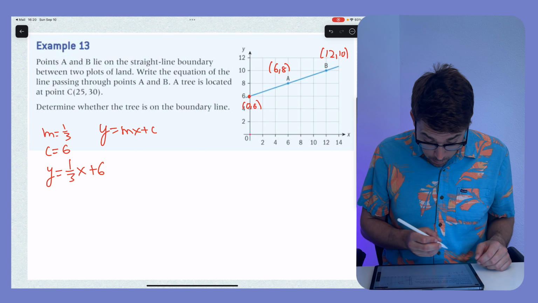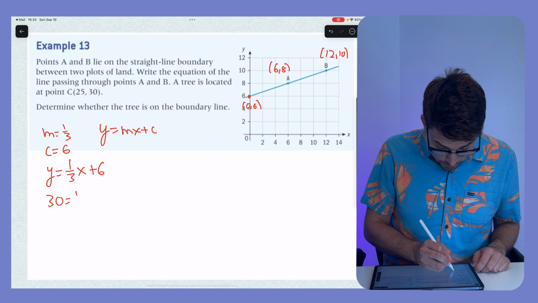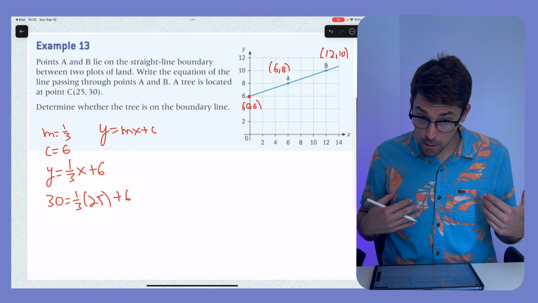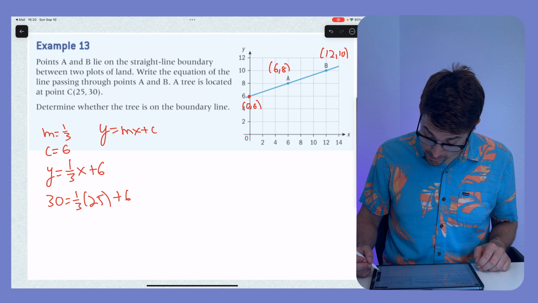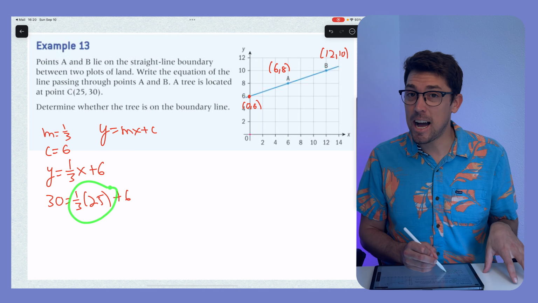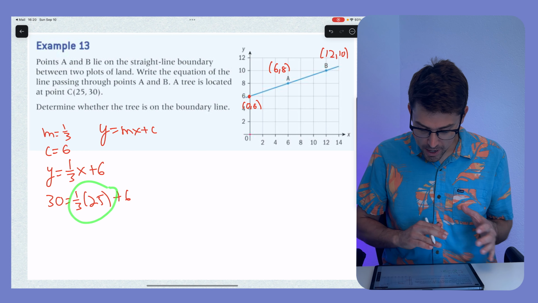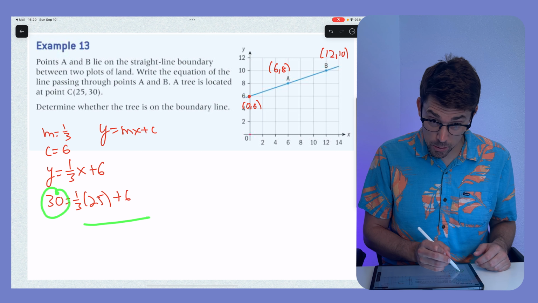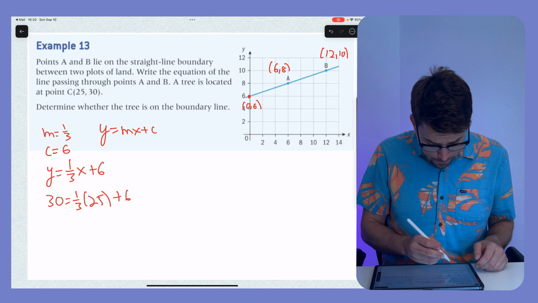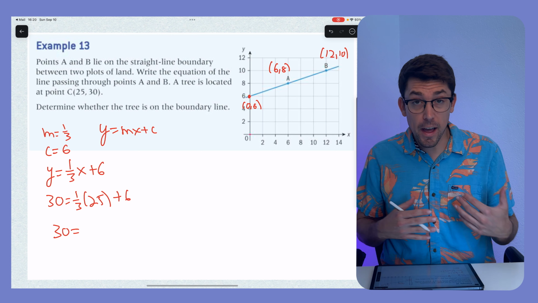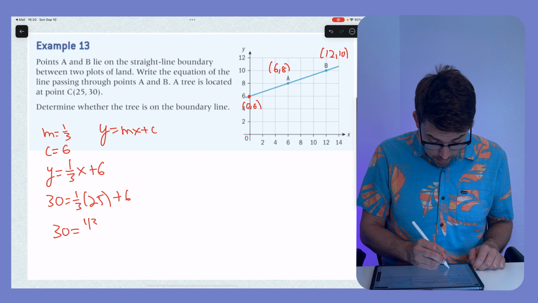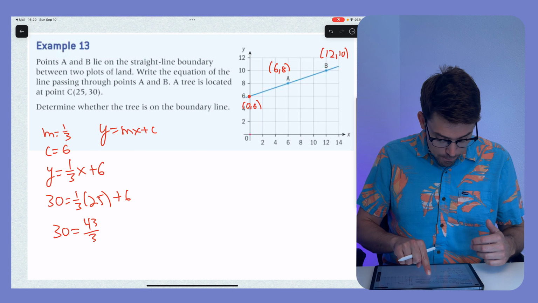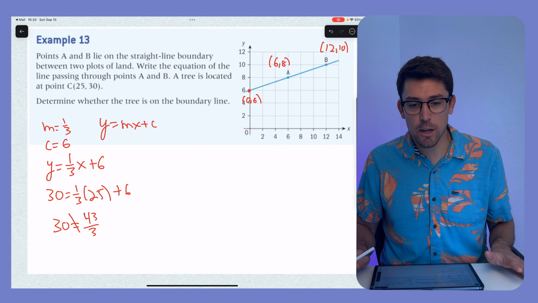So if I want to plug in a y, I would plug in my 30 equals 1/3 times 25 plus 6. And I can already tell personally this is not going to work. That's because I know that 25 divided by 3 is not going to give me a whole number. So no matter what I do here, I'm going to have a number over here that's a decimal or a fraction, and that's not going to equal 30. But if you wanted to go ahead and solve it, if you wanted to eventually simplify it down, you would end up with 43 over 3. Once you get 25 over 3, add that 6 to it. And again, you can already tell that's not going to equal each other.